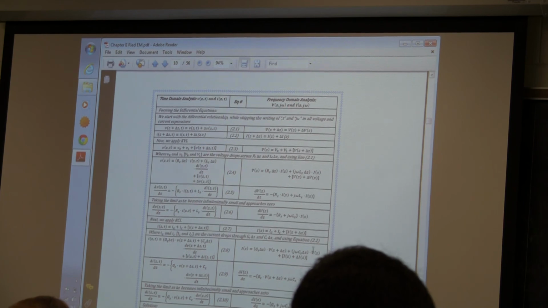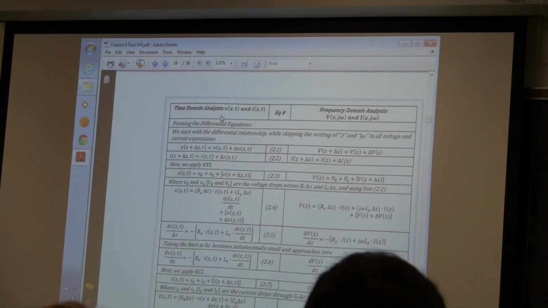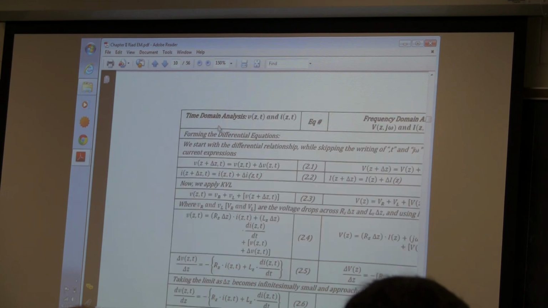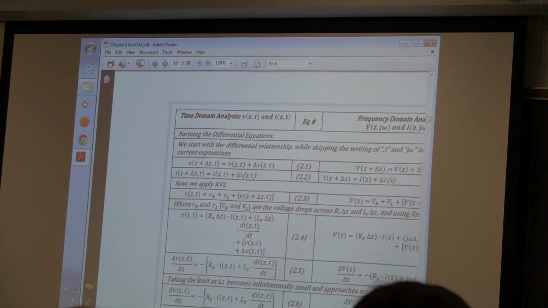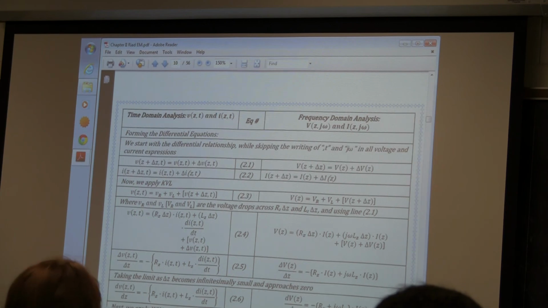And let's see here, I probably need to expand this a bit more. Let's go to, let's see if I can do 150. And still display the whole thing. Okay, here we go.